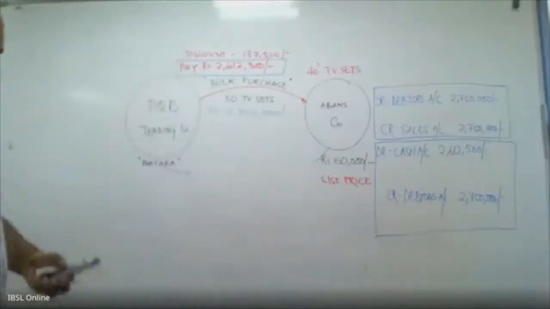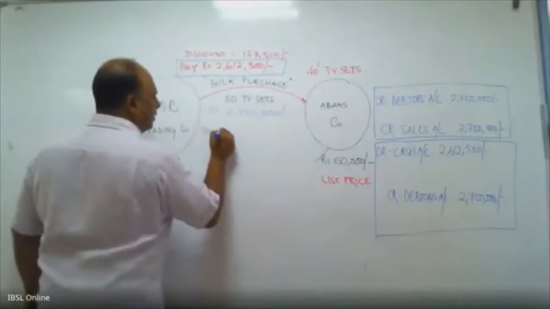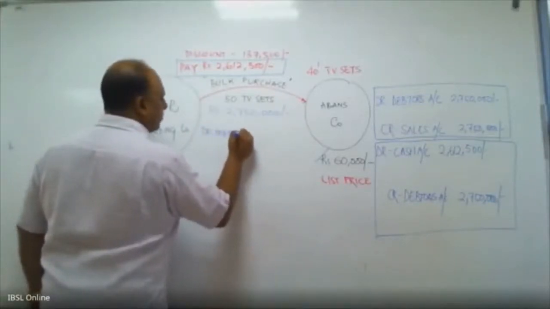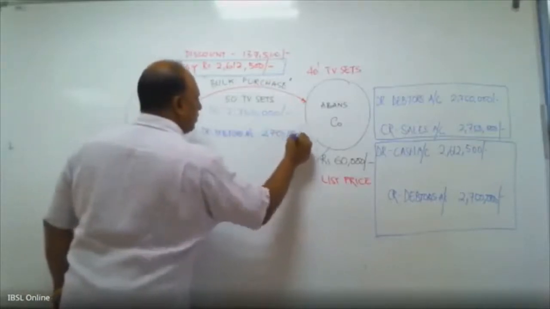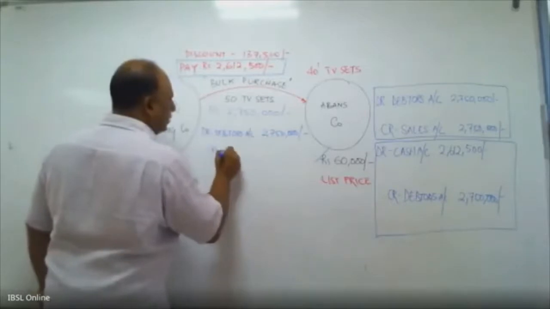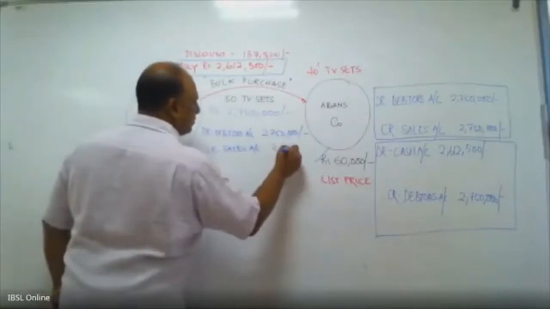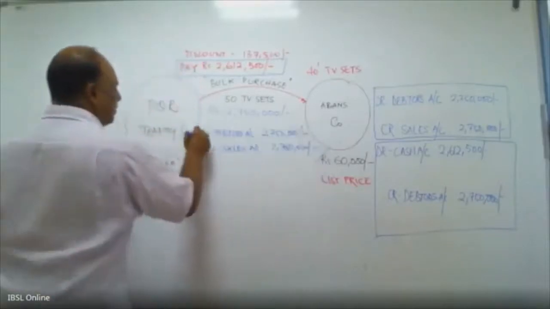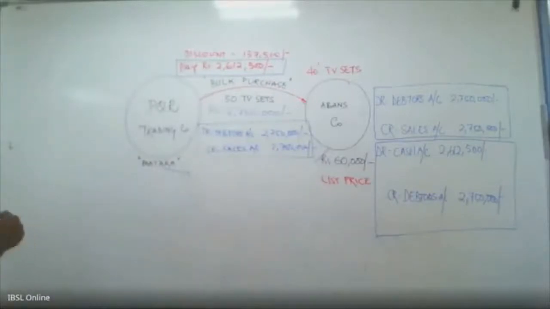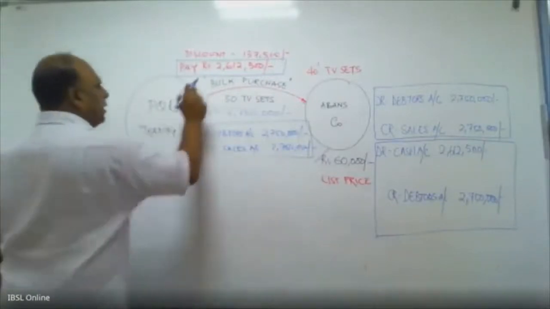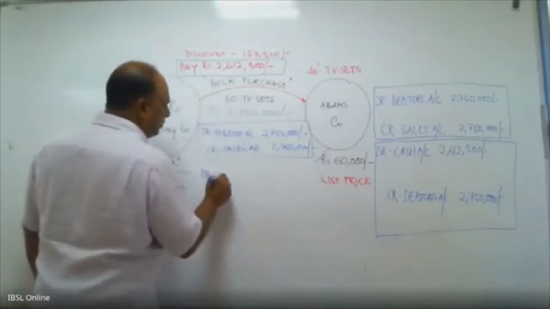Now initially, you debit debtors, which is for 2,750,000, and credited sales 2,750,000. That is the first transaction when you did the sale. Now we are talking about the customer, which is PQR Trading Company, coming and paying 2,612,500. So your debit will be cash.